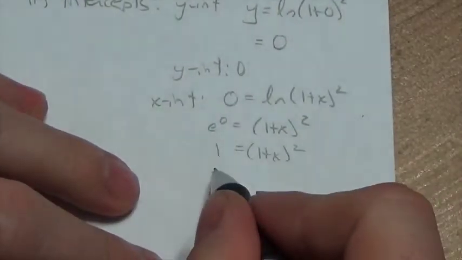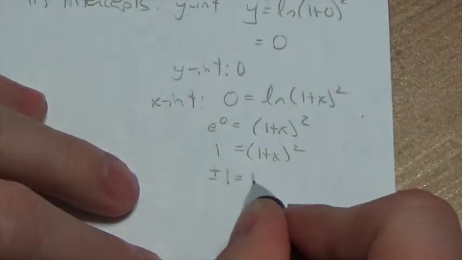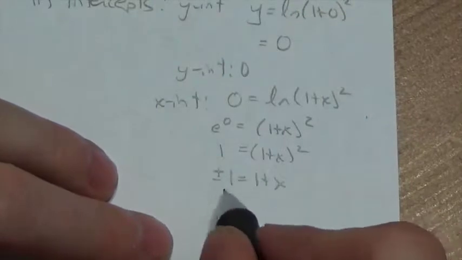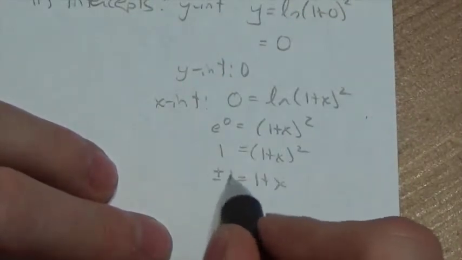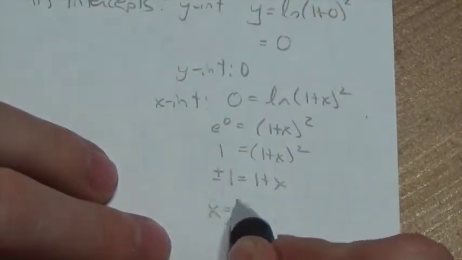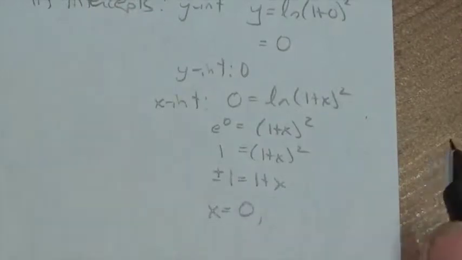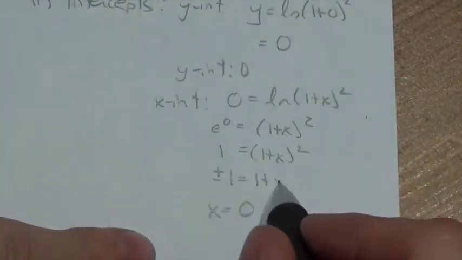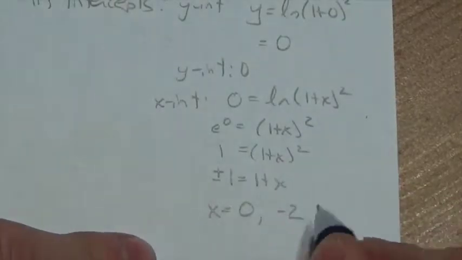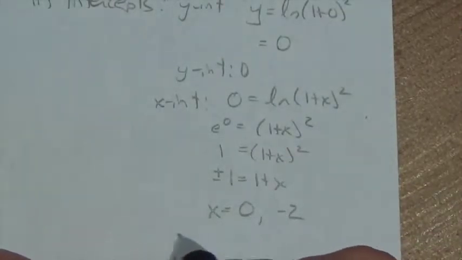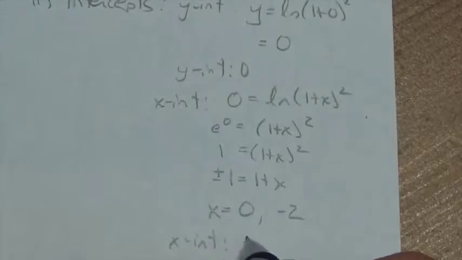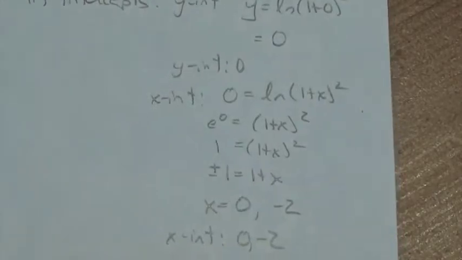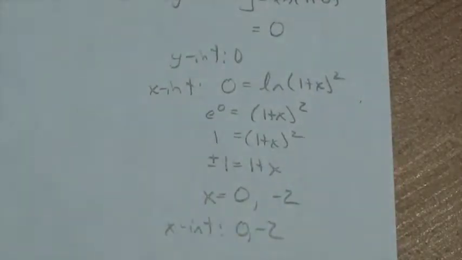Take the square root of both sides, and I'll get plus or minus 1 is 1 plus x. So when I subtract that 1, if I'm using a positive 1 here, positive 1 minus 1 is 0, and I knew that. I knew that the origin was an issue. And then -1 minus 1 is going to give you -2. So here are our two x-intercepts: 0 and -2. Awesome. All right, now what else have we got here?